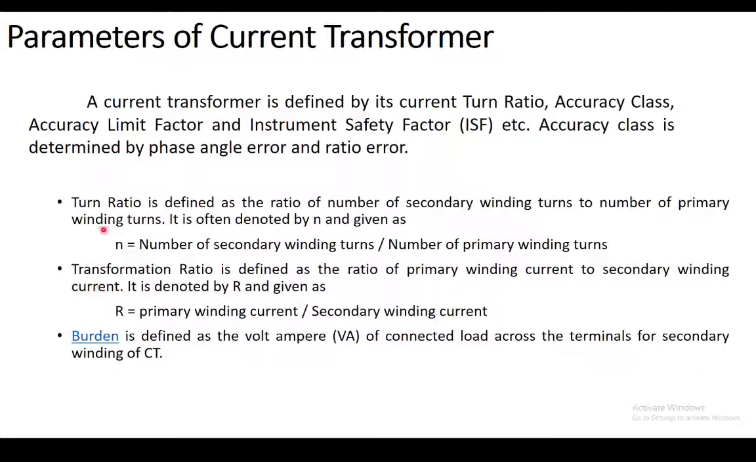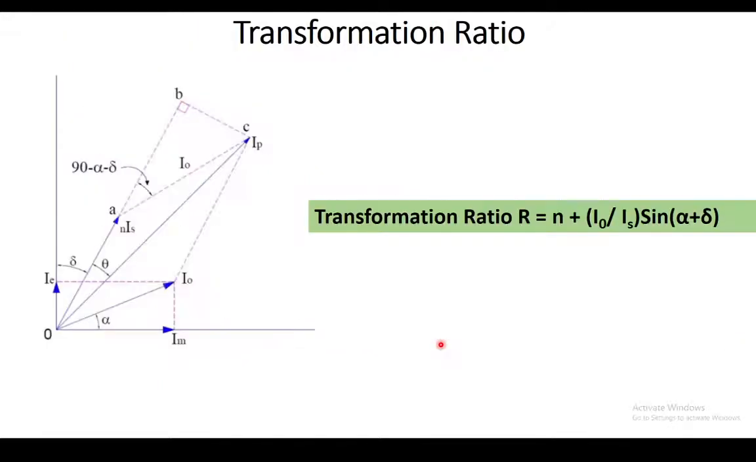So next is transformation ratio, defined as the ratio of primary winding current to secondary winding current. It is denoted by R. So R is equals to primary winding current over the secondary winding current. Next naman is burden. Can be defined as the volt ampere of connected load across the terminals for secondary winding of CT, or the current transformer.